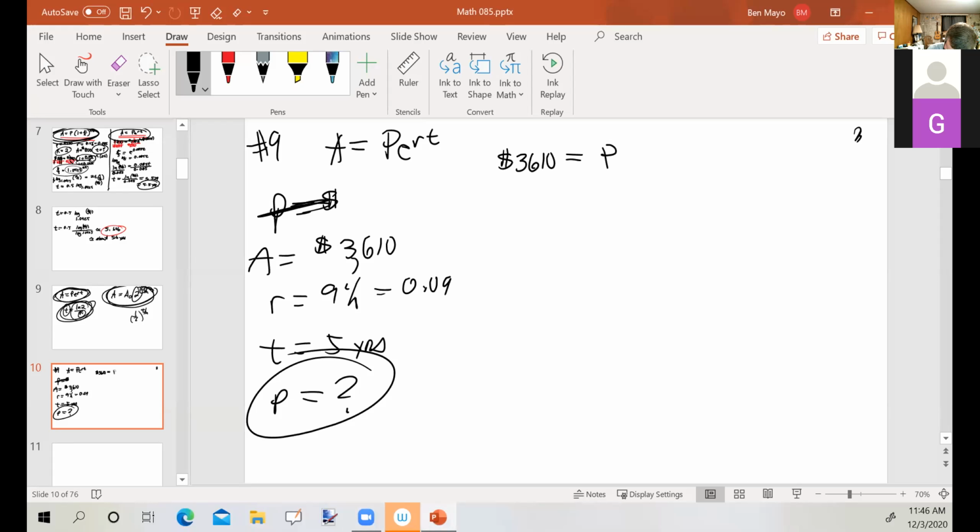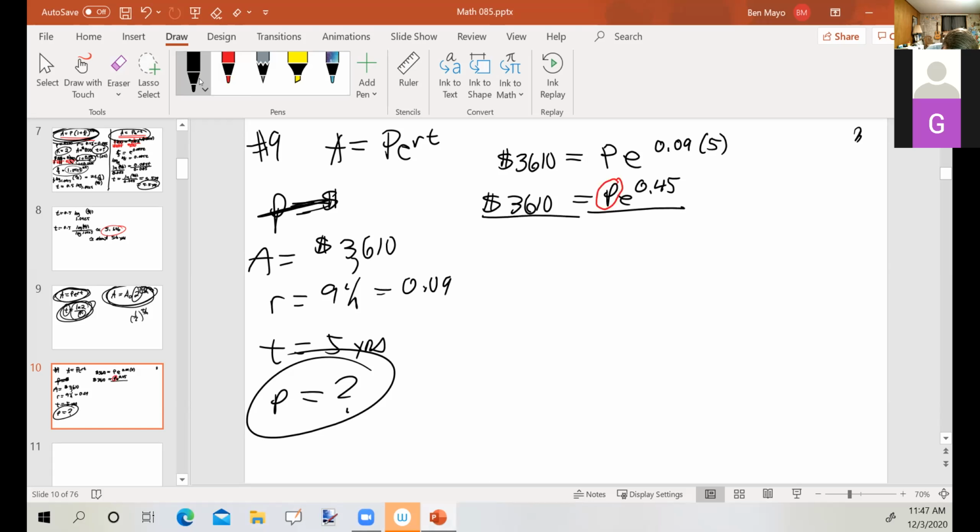We don't know the beginning amount, which is P. We know that R is 0.09 and T is 5. We can simplify further. If we take 0.09 times 5, we get 0.45. We're trying to solve for P.